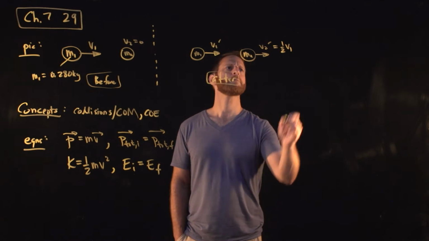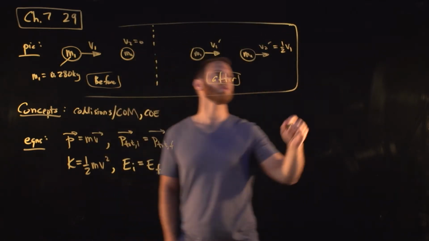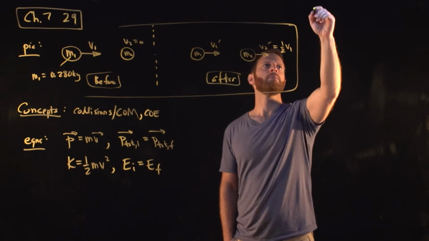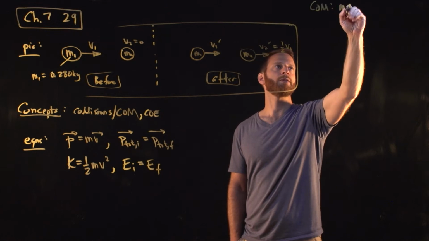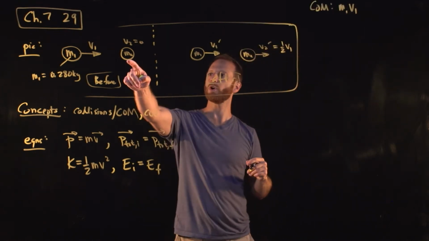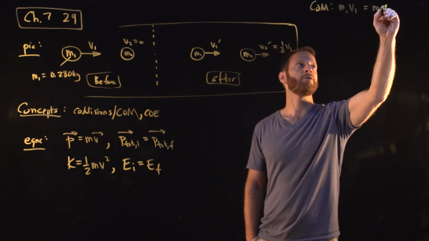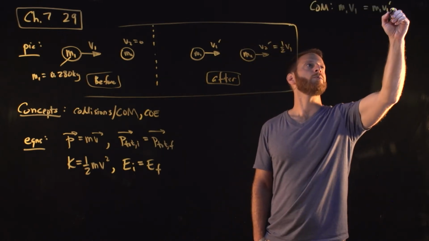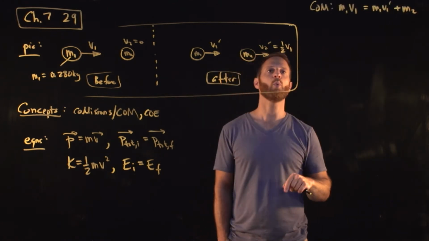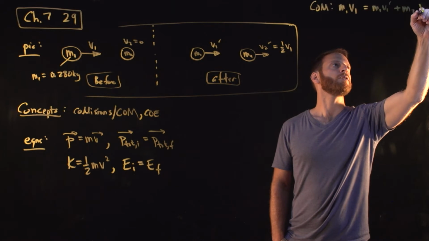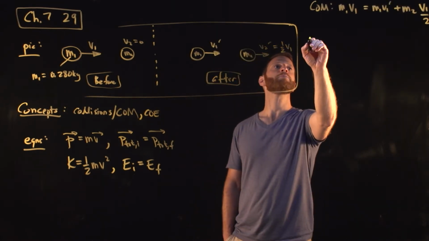Okay, let's separate the picture. Using conservation of momentum, we have the initial momentum of, let's just write this with algebra, m1 v1, because there's no momentum from the second object. Later on, we have an m1 v1 prime, and we have an m2 times v2 prime, but that's just equal to 1/2 of v1. Okay, that's the statement of conservation of momentum.